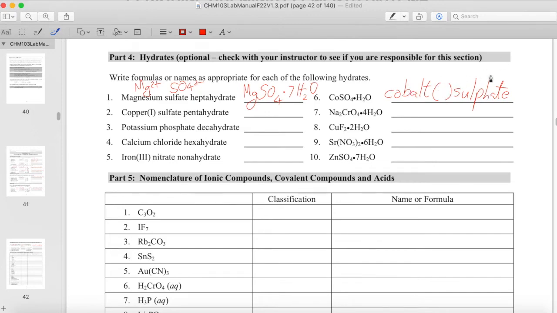Anyway, so sulfate has a 2- charge. So what must the charge on that cobalt be to balance that out? Since there's only one of each ion, that cobalt must have a +2 charge. So it's cobalt(II) sulfate. And since there's only one water here, that would be monohydrate. I'm running out of room here, but it should have the word hydrate. I'm just going to abbreviate that there. So that's cobalt(II) sulfate monohydrate. Over here, for example, we have sodium chromate tetrahydrate.